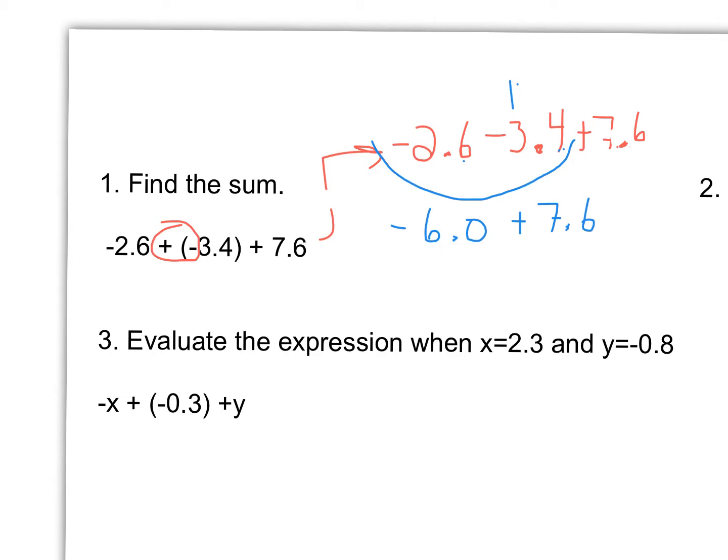Okay, now we're finishing, we'll add these together. So negative 6 plus 7.6, you're obviously going to have positive 1.6. And that's nice and easy right there. Okay.